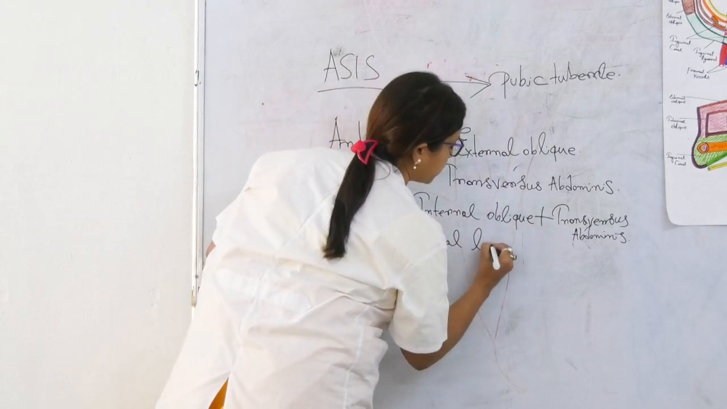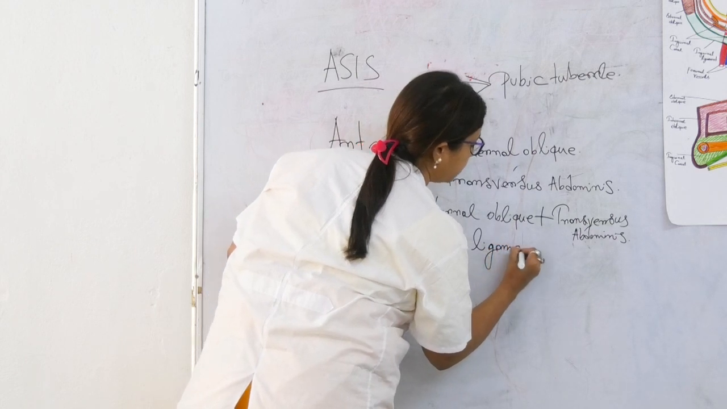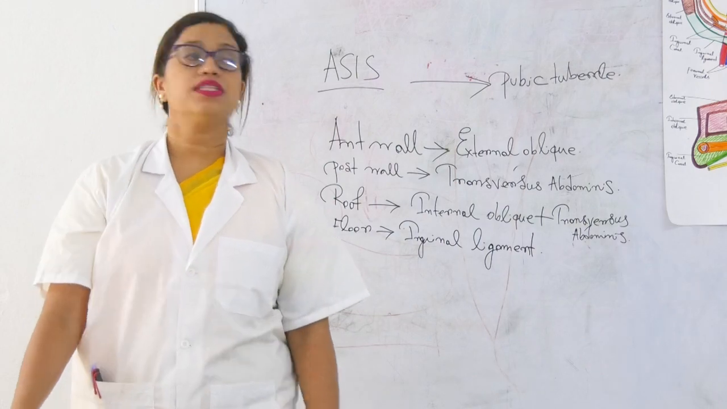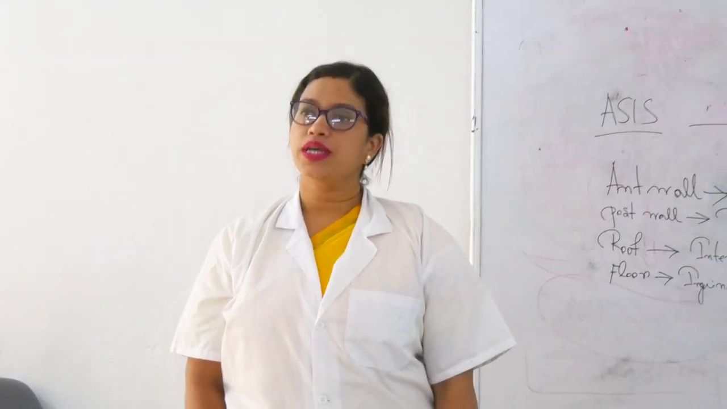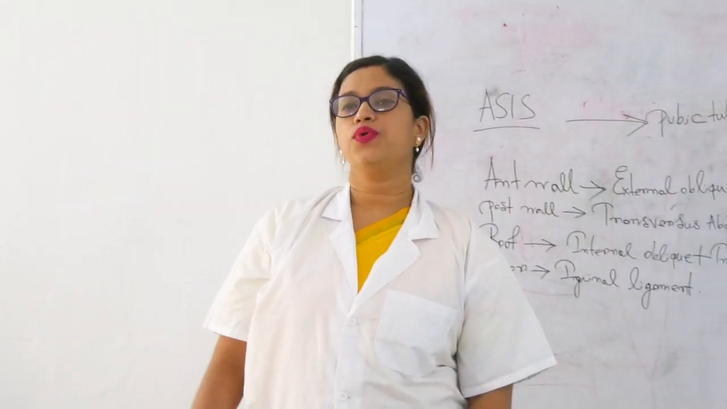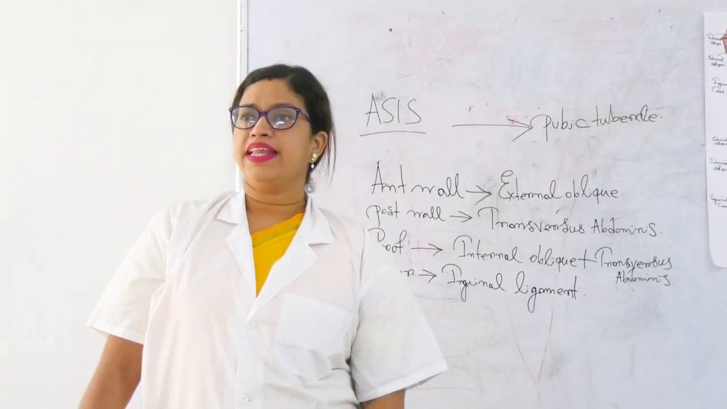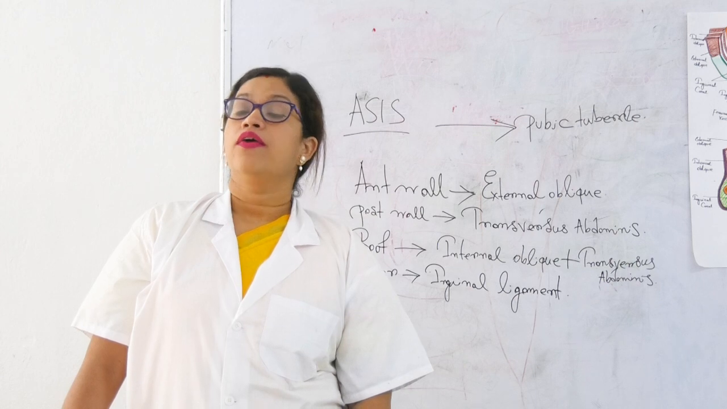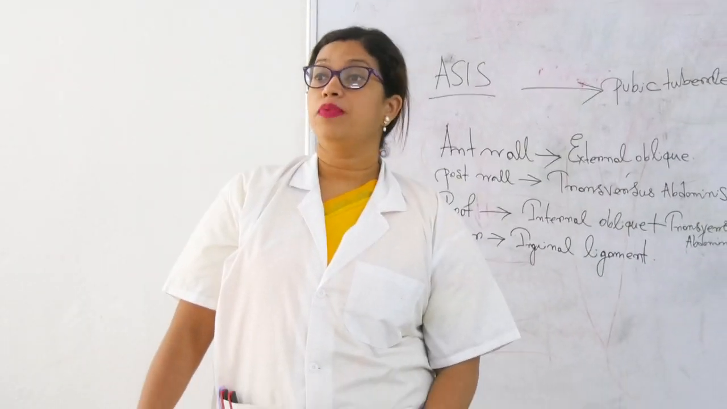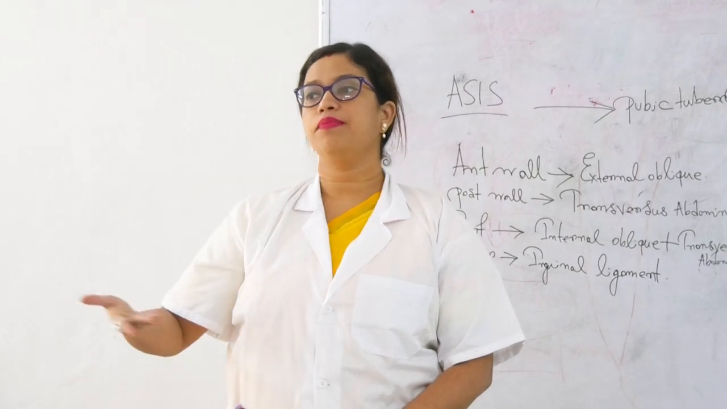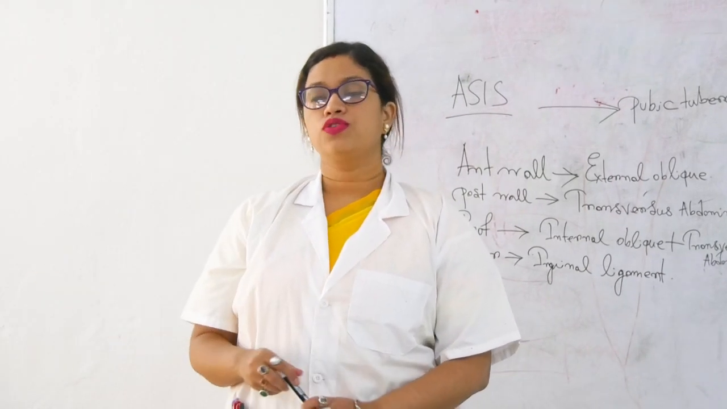Now tell me what is the derivative of the inguinal ligament? The inguinal ligament is a derivative of which muscle? It is a ligament, right? Very good. It is the external oblique abdominis. The external oblique that comes down from above is called the inguinal ligament.